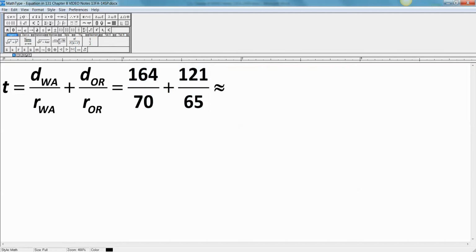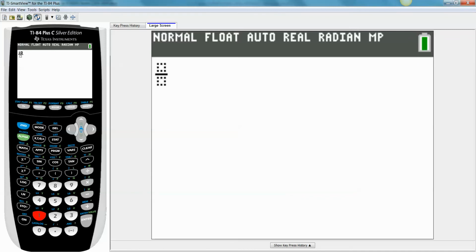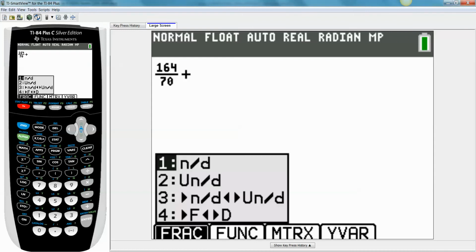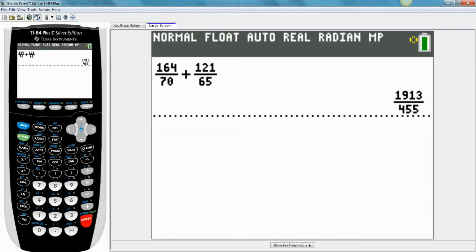So I will grab a calculator, and I'm going to hit alpha F1. That's what I did before. Right, so alpha F1, and I'm going to pick number 1, 164, arrow down, 70, plus, and then I'm going to hit alpha F1 again, and hit number 1, and it's 121, arrow down, 65, enter.